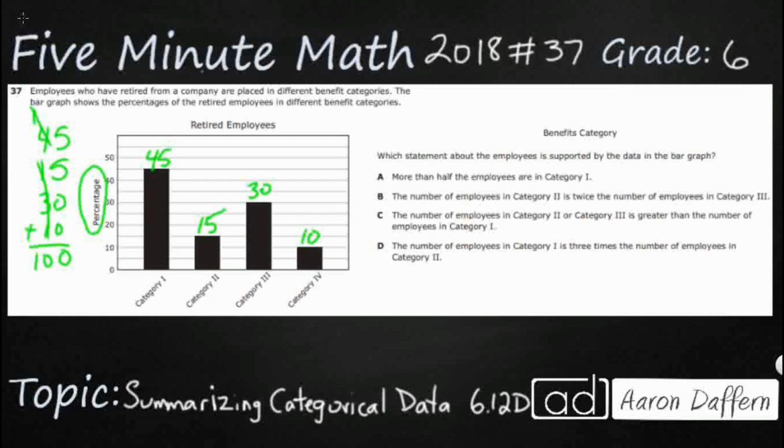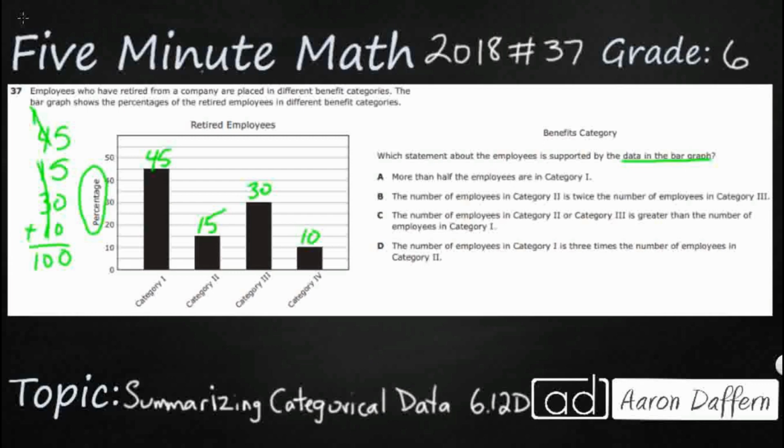All we need to do, though, is find one statement about the employees that is supported by the data in the bar graph. So one of these statements is going to be correct. 3 of these are going to be incorrect. So let's take a look at this. A: More than half the employees are in category 1.